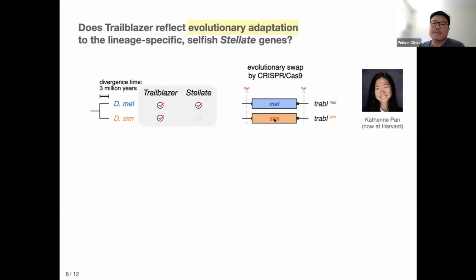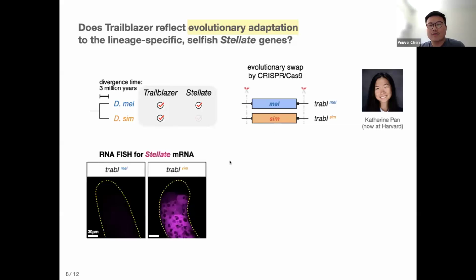And this was done by another talented undergraduate in Catherine, who was truly a CRISPR wizard. After we replaced the Trailblazer gene by the simulans allele, we found that it actually failed to silence stellate, and this led to complete male infertility, suggesting that a close ortholog that diverged less than 3 million years ago is unable to functionally substitute Trailblazer in Drosophila melanogaster.